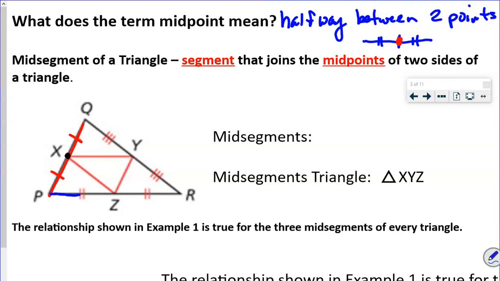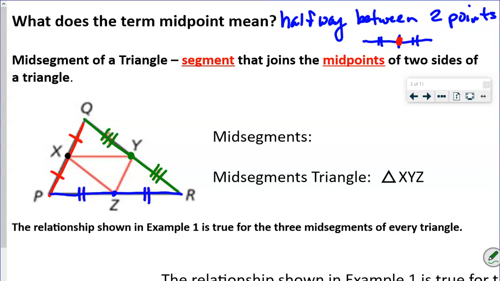So this next one is PR here, right? Again, if we find the midpoint of that, then we have that this segment PZ and ZR are congruent. You'll see that? Then our final side is this side over here. And again, if we find its midpoint right here, then we cut that big side QR in half. We get QY is equal to YR. Y'all see that?